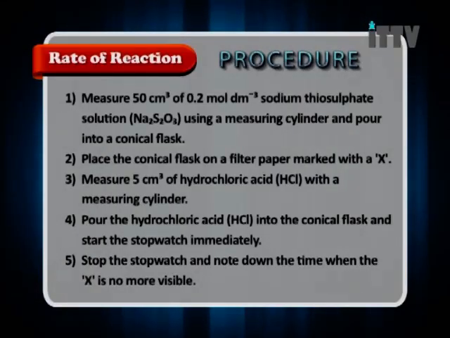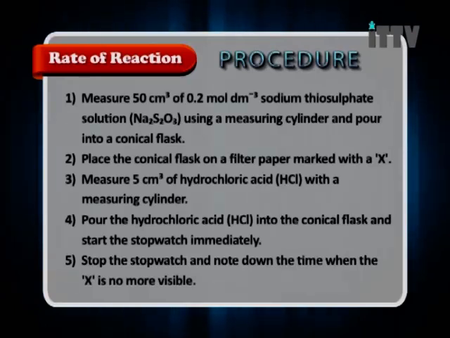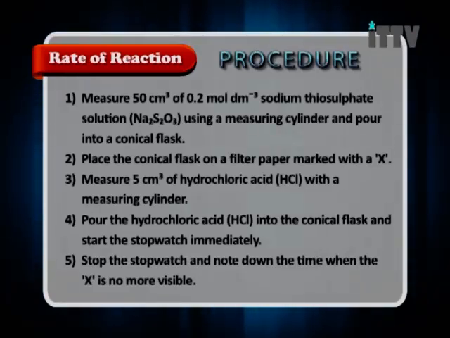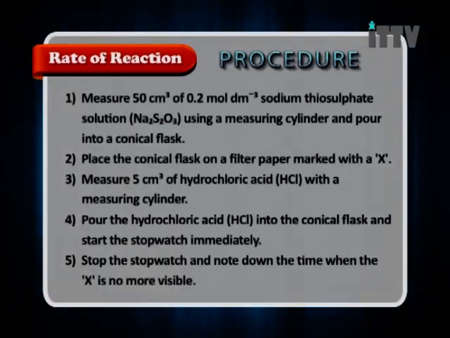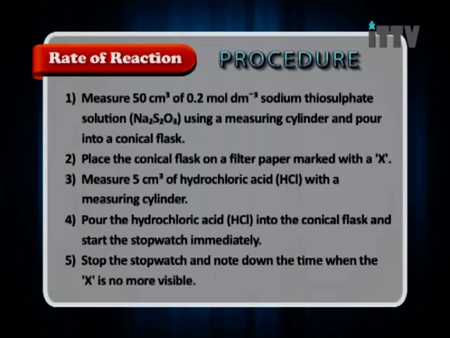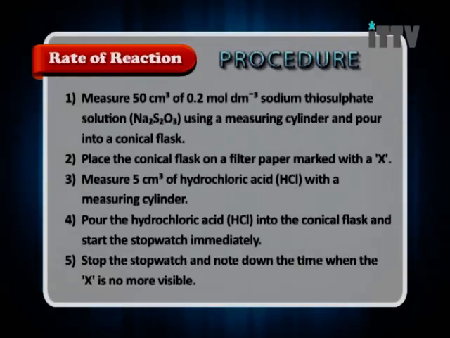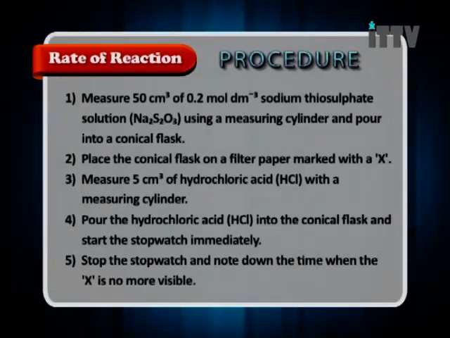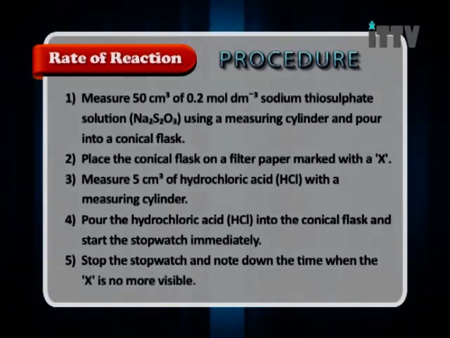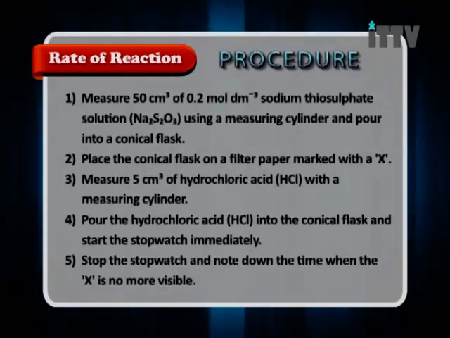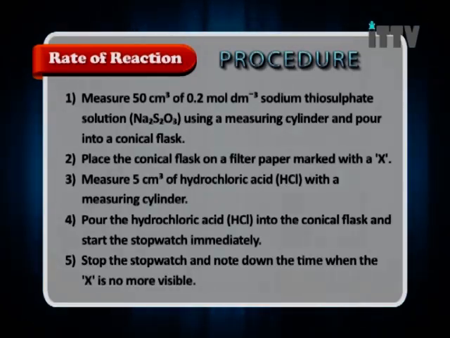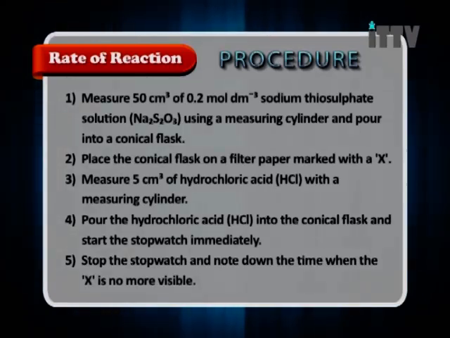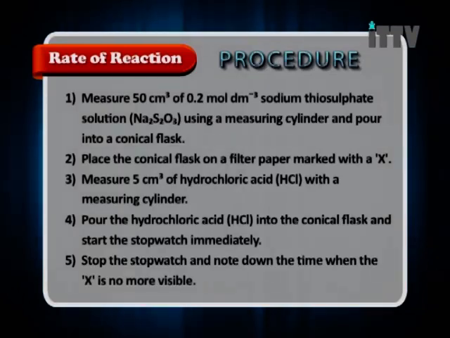Now let me just run through the procedure. Firstly, measure 50 cm³ of 0.2 mol/dm³ sodium thiosulfate solution using a measuring cylinder and pour it into the conical flask. Next, place the conical flask on a filter paper marked with X. Measure 5 cm³ of hydrochloric acid with a measuring cylinder. Pour the hydrochloric acid into the conical flask, swirl the flask, and start the stopwatch immediately. Stop the stopwatch and note down the time when the X is no more visible.